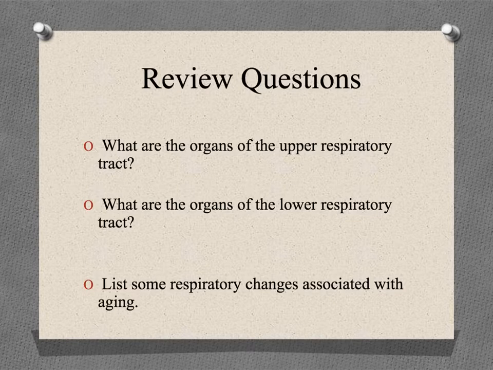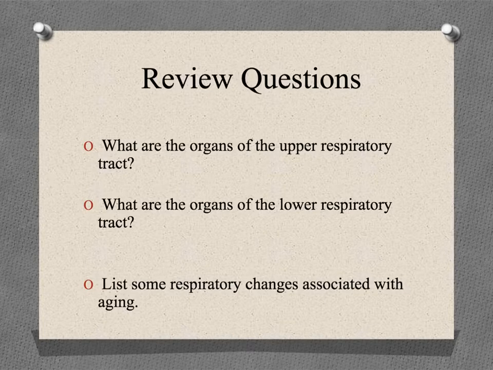The organs of the lower respiratory system consist of the trachea, the bronchi, the bronchioles, the alveolar ducts and the alveoli, and then the lungs themselves. We will talk about the organs of the lower respiratory tract in the parts of the presentation that cover the lower respiratory tract disorders.